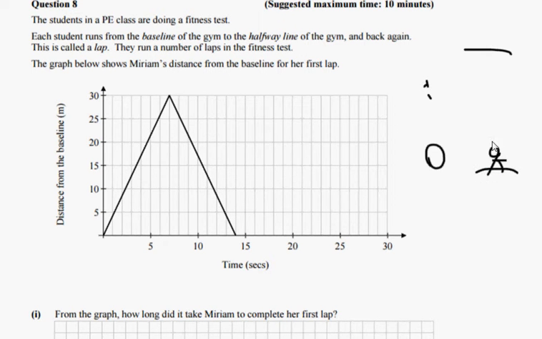Hello, I don't want them both together. Let's try this again. Okay, so what they do is they run up, then they come back again, and then they run up again, then they come back again. Are we happy with that?